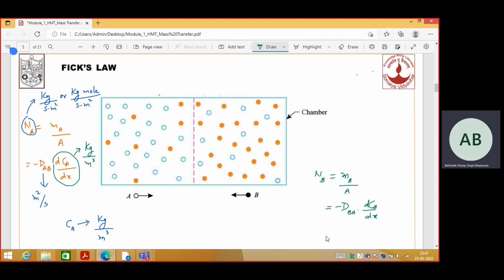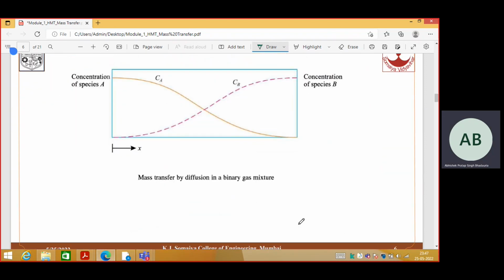Okay, so we can see here this Fick's law of diffusion is analogous to Fourier's law of heat conduction and Newton's law of viscosity. If I talk about Fourier's law of heat conduction, Q is equal to minus K dt by dx. If I take A here, so Q by A is minus K into dt by dx. Fick's law of diffusion is analogous to Fourier's law as well as Newton's law of viscosity, that is tau is equal to mu du by dy.